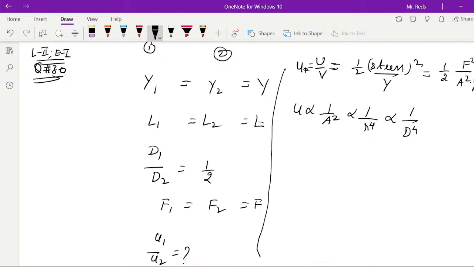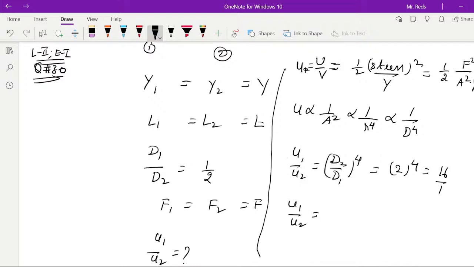So the ratio of energy densities is U1 by U2 equal to (d2 by d1) power 4. Since d1 by d2 is 1 by 2, its reciprocal is 2. So 2 power 4 is equal to 16, or 16 by 1. Therefore, U1 by U2 is equal to 16 is to 1. This is briefly about the ratio of energy densities, or energy per unit volume, of the wires.